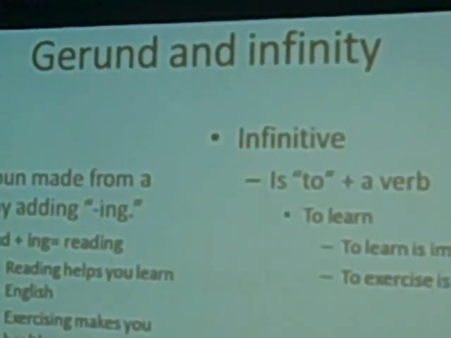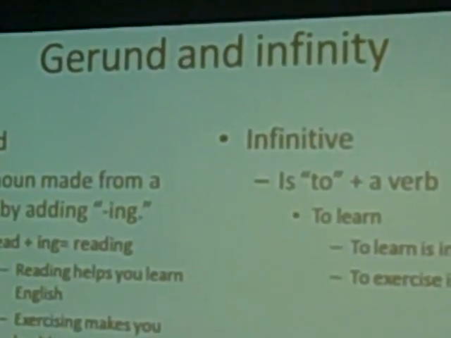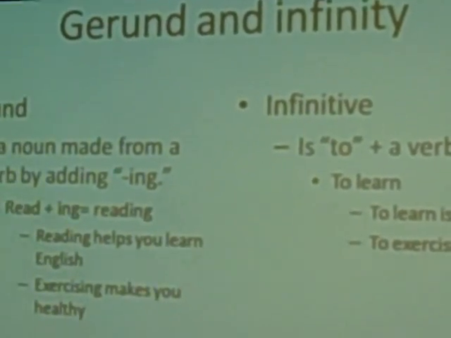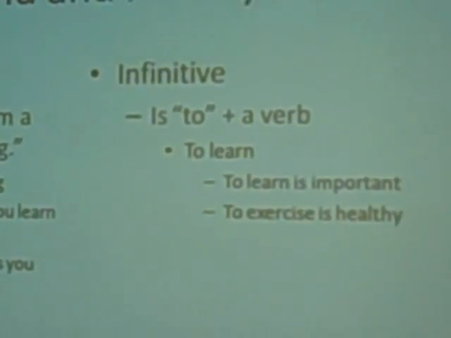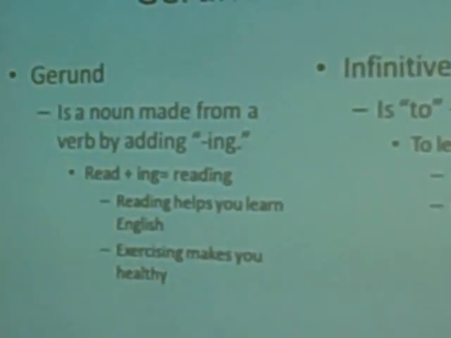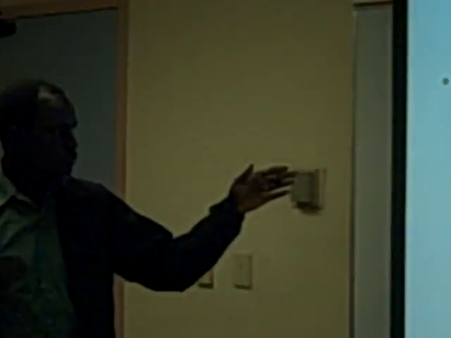But on the other side, an infinitive is a verb form that is made by adding the word to before a verb. Let's say, for instance, to learn. To learn is important, so that is an infinitive. And to exercise is healthy. So you can see the difference now between a gerund and an infinitive: ing plus the verb, and to plus the verb.